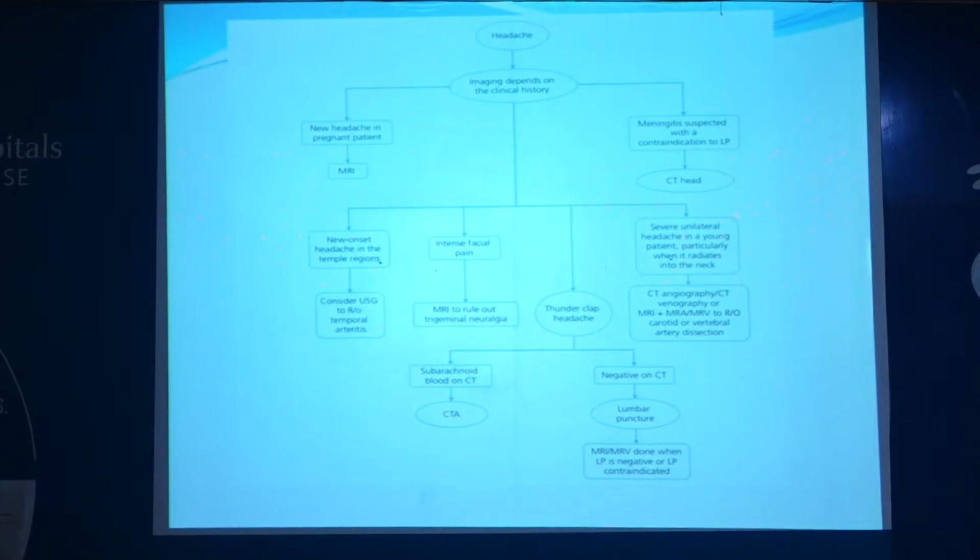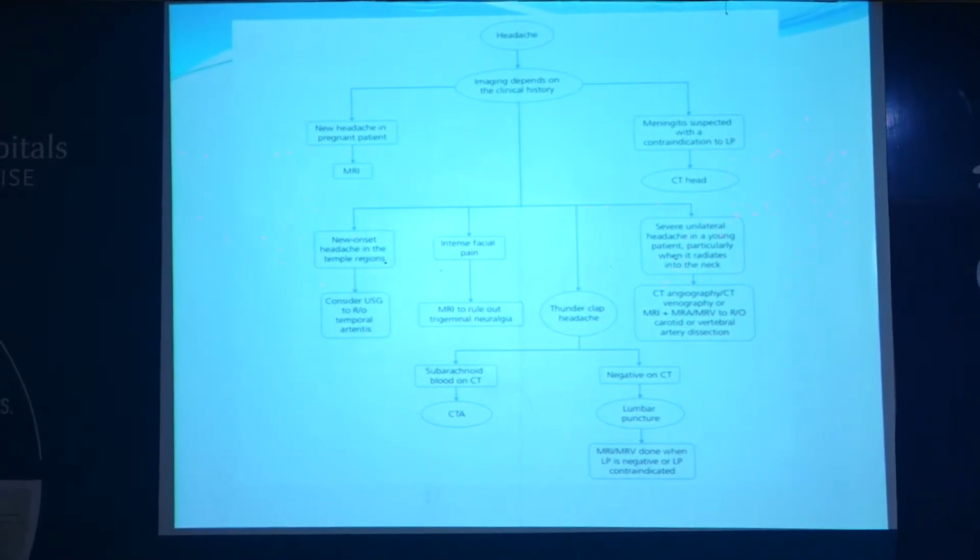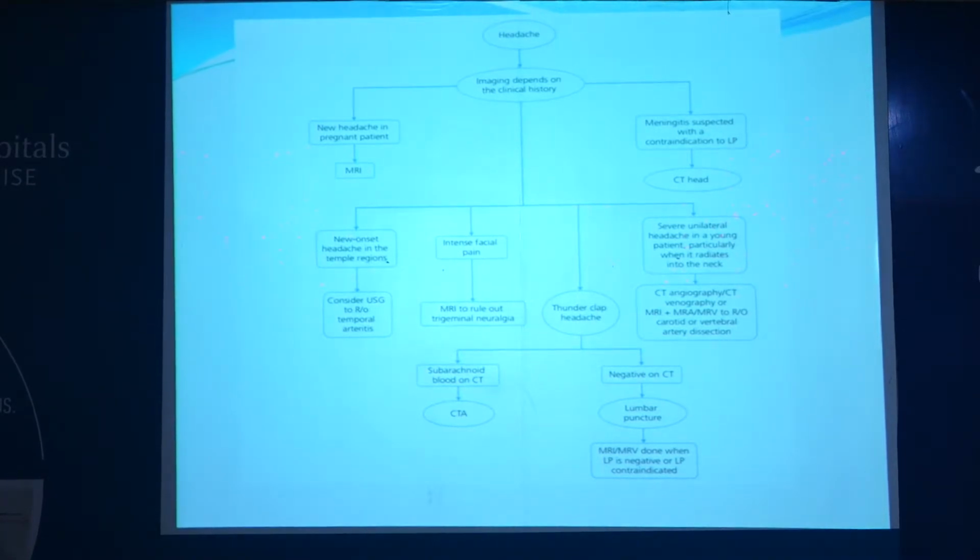Then if the patient is presenting with thunderclap headache, we suspect subarachnoid hemorrhage. For that, CT is done because CT is 90% sensitive in picking up subarachnoid hemorrhage, more than an MR. Now, if the patient is presenting with unilateral headache that is radiating to the neck, and especially if it is a young patient, we suspect dissection. So, we order an angio along with the CT or MR.